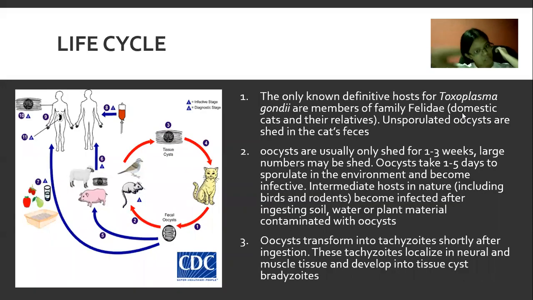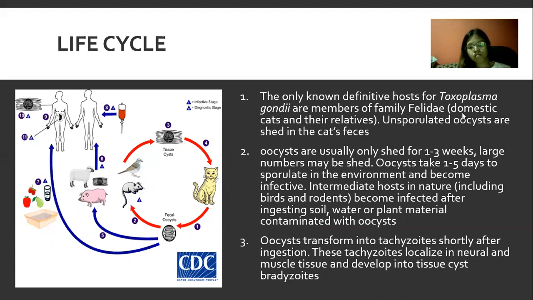So tissue biopsy can also be used because it can demonstrate tachyzoites and cysts filled with bradyzoites. So the life cycle, the only known definitive host for Toxoplasma gondii are the family of cats, or the Felidae. So unsporulated oocysts are shed in the cat's feces. So the oocysts are usually shed for 1 to 3 weeks. Large numbers may be shed. So oocysts take 1 to 5 days to sporulate in the environment and become infective.